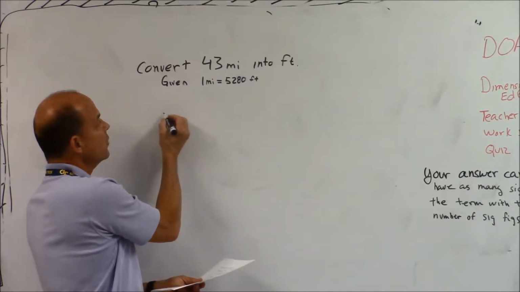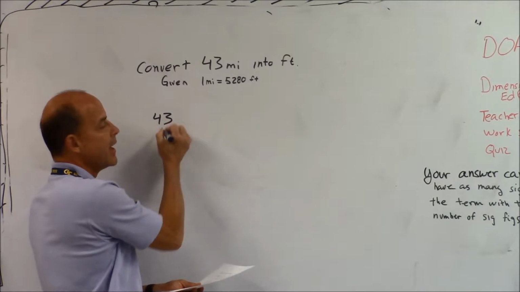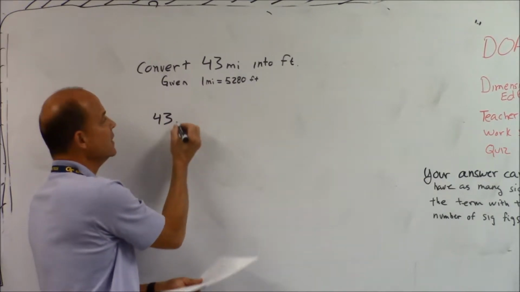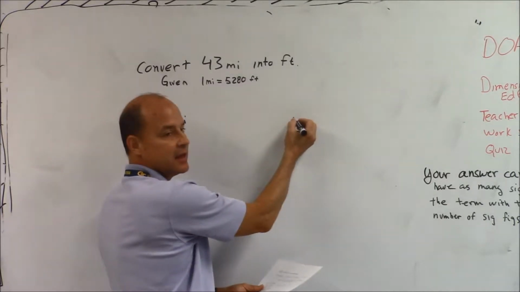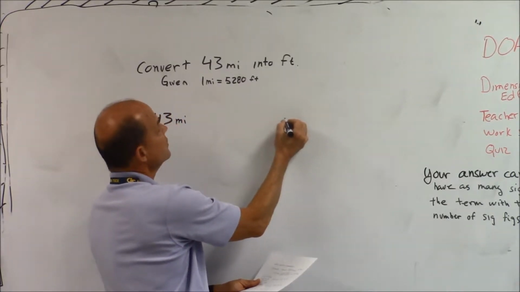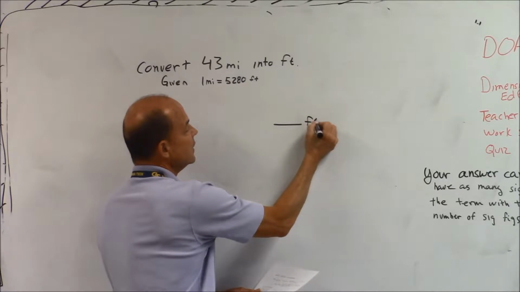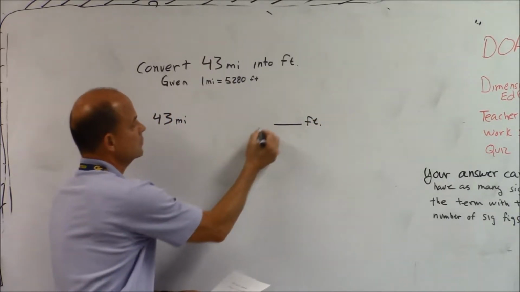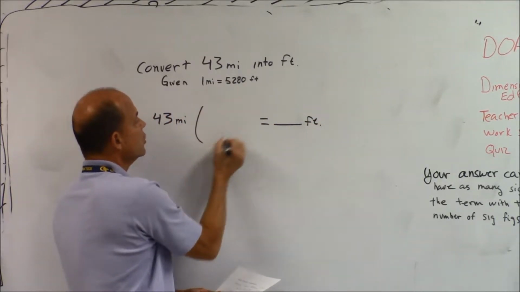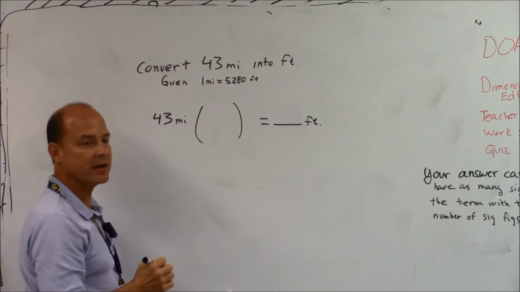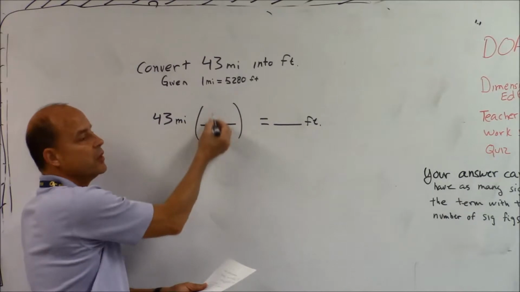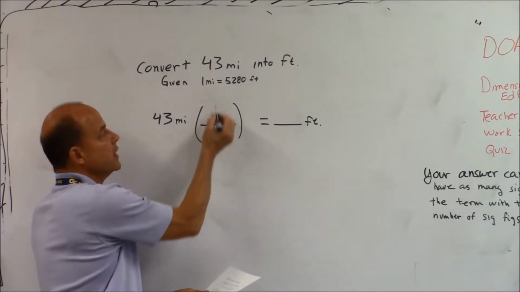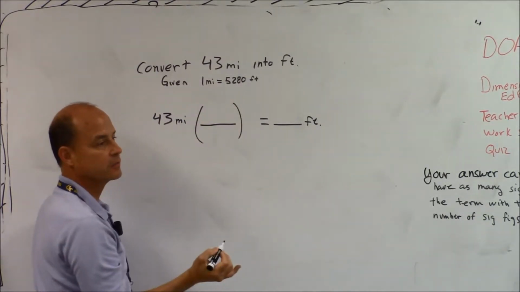When you do these problems, what I want you to do is first write, I call it the input, whatever's going into this. 43 miles is what's going into it. And then at the end, what you're getting out of it is you want your answer in feet. You're going to need a conversion factor. Where do you get the numbers that go in here? It comes from this equivalent statement.